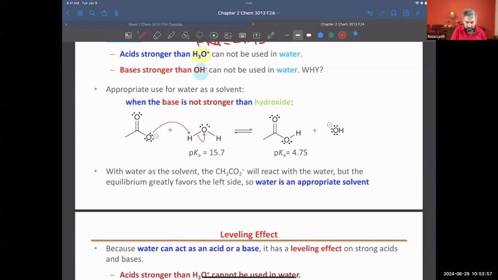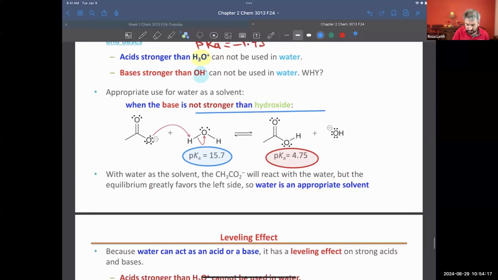When I check the pKa for them, the pKa of the product is 4.75, while the pKa of the starting acid is 15.7. That means this reaction does not want to go to the right side; the reaction wants to go in this direction. Why? Because the pKa for the starting compound is higher than the product. Remember, in order to move the reaction forward, we need a higher pKa for the conjugate acid. So the conjugate acid, which is this one, must have a higher pKa than your acid, and in this case water is going to be the acid.